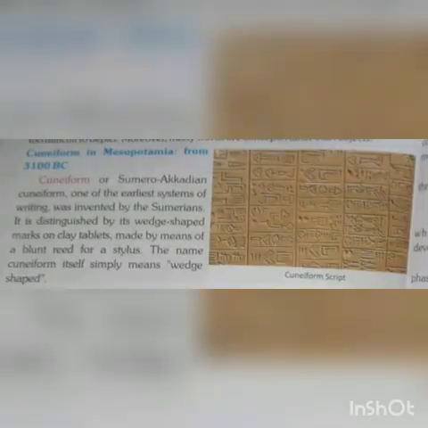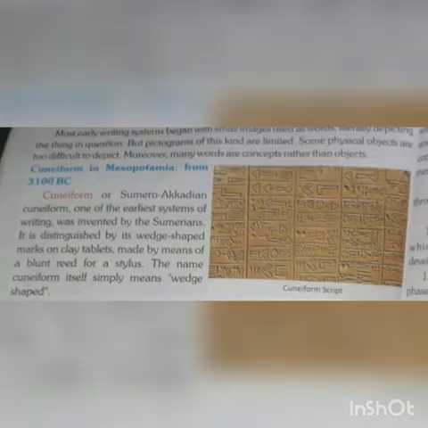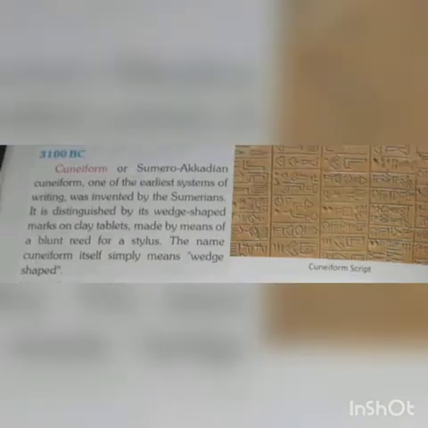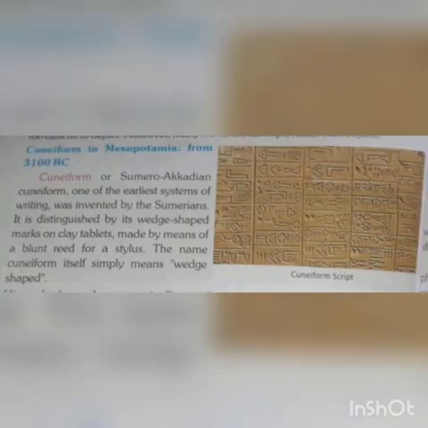What is cuneiform? This is also known as Sumero-Akkadian cuneiform. This is the very earliest form of writing. And who are these Sumerians? Sumerians are the inhabitants, the people who were there in the Mesopotamian civilization. They are called Sumerians.